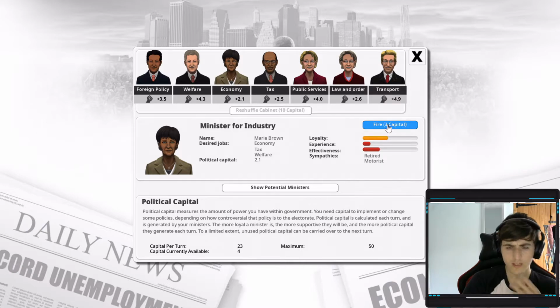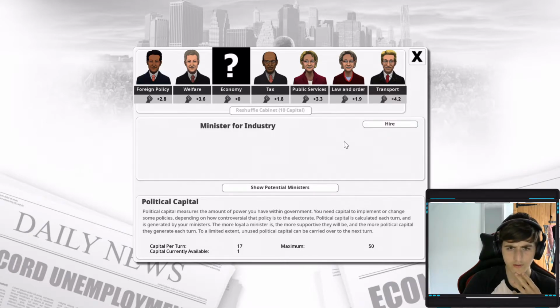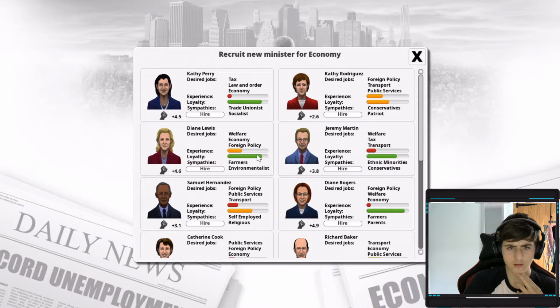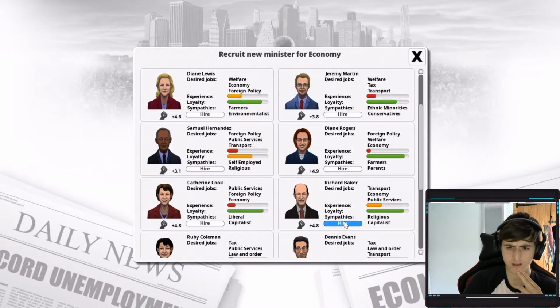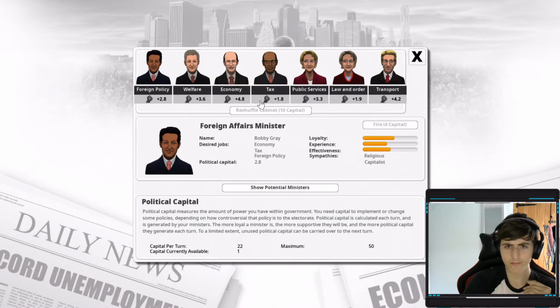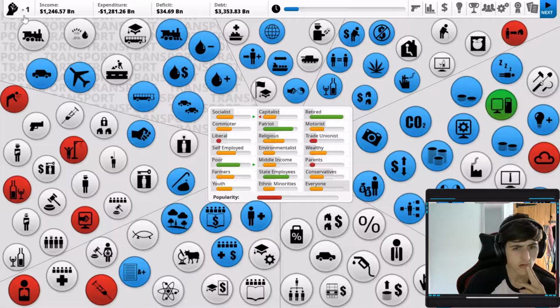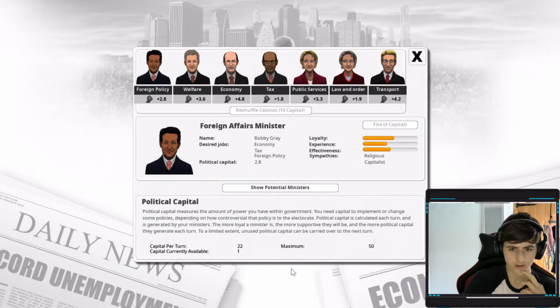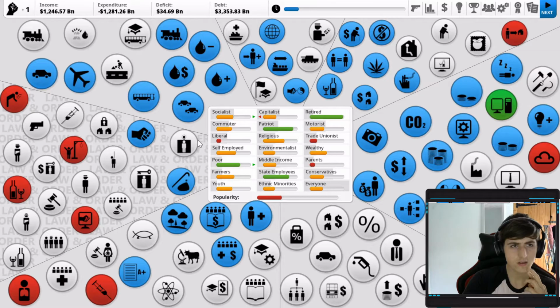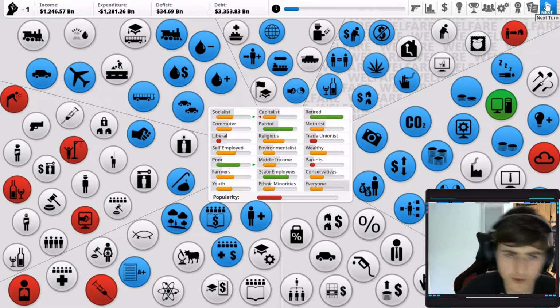Economy, retired and motorists. I will get rid of you, and we will bring in somebody else. So what about trade unionists, socialists, farmers, environmentalists? Religious capitalist could be a good one. And now you're really unhappy. We've actually reduced our capital there, haven't we? Yeah. That's not good. Okay, maybe I should have just reshuffled the cabinet entirely. We'll go to next term.